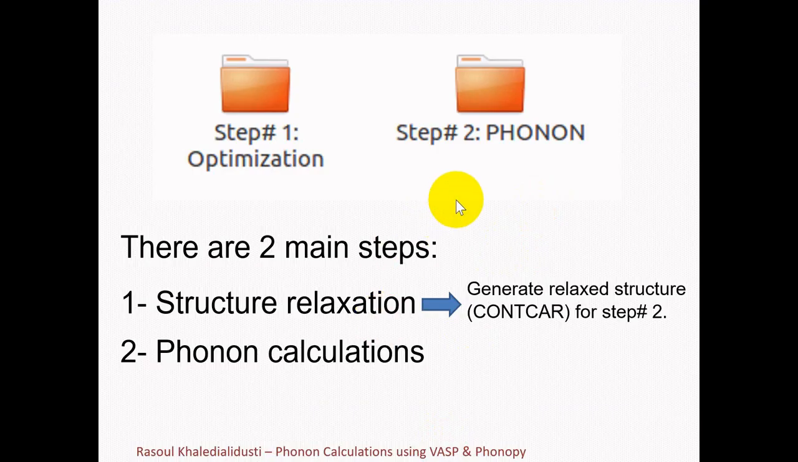So let's get started. There are generally two main steps. The first step, as usual, is structure relaxation, and then the second step is phonon calculation. In the first step, structure relaxation, we optimize our target structure and use the relaxed structure in the CONTCAR file for the next step, so we need to copy the CONTCAR file of the first step to the POSCAR file of the second step as a relaxed structure. So in the first step, the only file that we need for the second step is the CONTCAR file, which is a relaxed structure.